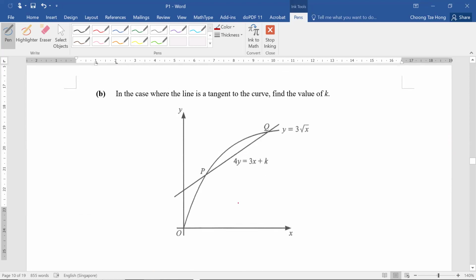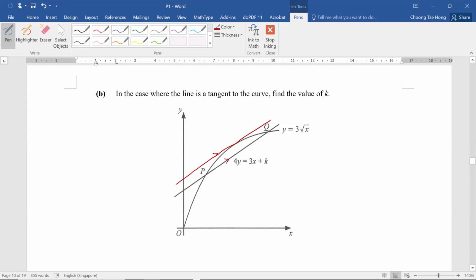Now for part 2, they say that k is no longer 9, k is another value. In the case where the line is tangent to the curve, find the value of k. If you recall, in order for the line to be tangent to the curve, the line must only touch the curve at one point. So in this case, this line is going to shift upwards and shift outwards and touch the curve something like this.